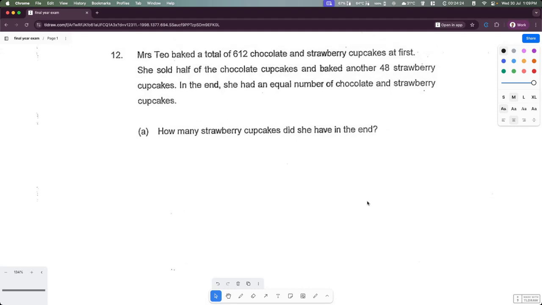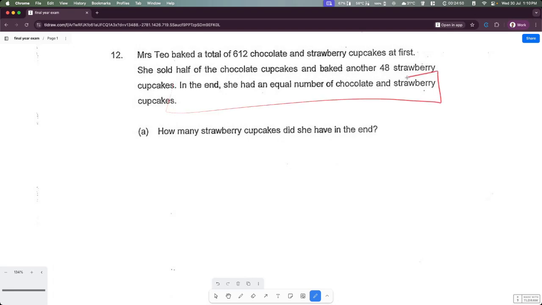Question number 12. Mrs. Teo baked a total of 612 chocolate and strawberry cupcakes at first. She sold half of the chocolate cupcakes and baked another 48 strawberry cupcakes. In the end, she had an equal number of chocolate and strawberry cupcakes. How many strawberry cupcakes did she have in the end? So we know that she has an equal number of chocolate and strawberry cupcakes in the end.